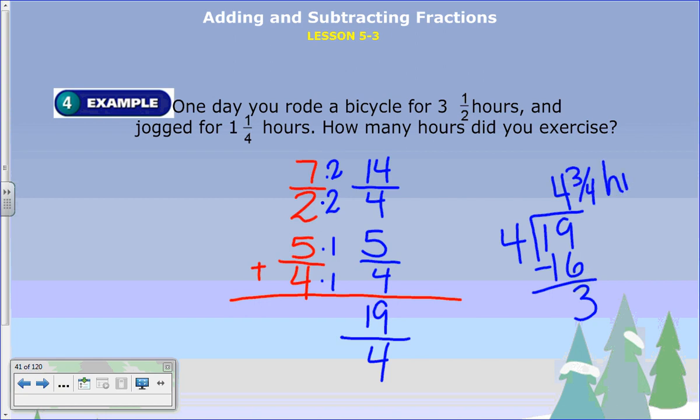And here it's a word problem, so you should have a label of hours. So total you exercised 4 3/4 hours.